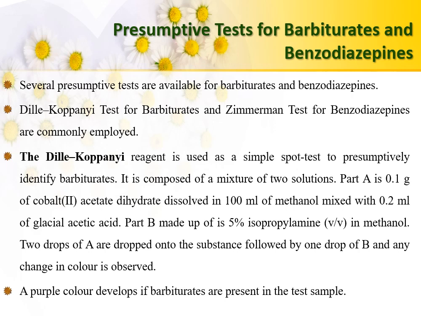Two drops of solution A and two drops of solution B are mixed with the sample and any color change is observed. If barbiturates are present in the sample, they produce a purple color, which indicates a positive presumptive test.